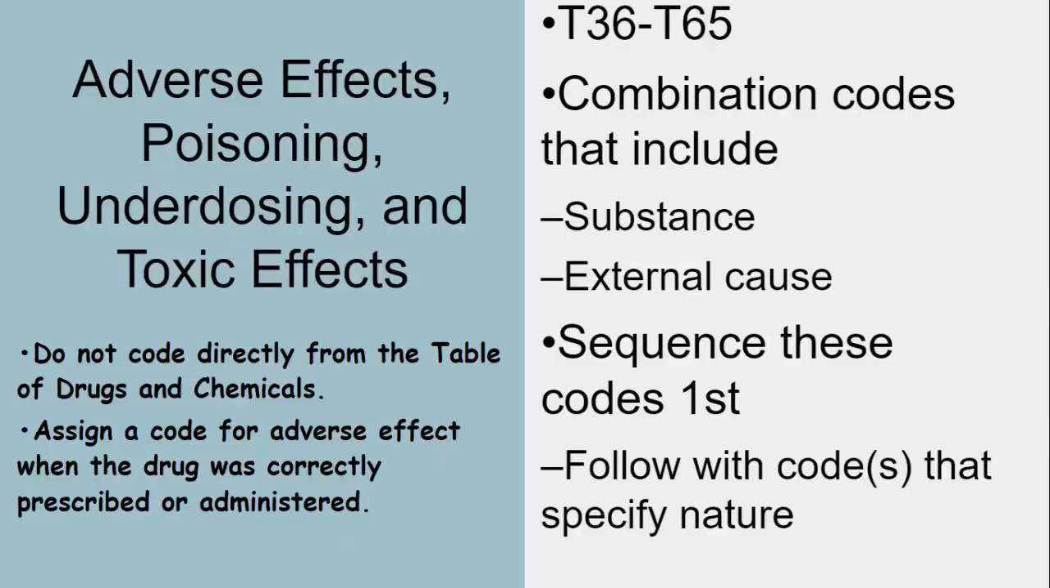So now we're moving on to adverse effect, poisoning, underdosing, and toxic effects. T36 through T65. Combination codes that include substance and external cause. Sequence these codes first. Follow with codes that specify nature. Do not code directly from the table of drugs and chemicals. Assign a code for adverse effect when the drug was correctly prescribed or administered.